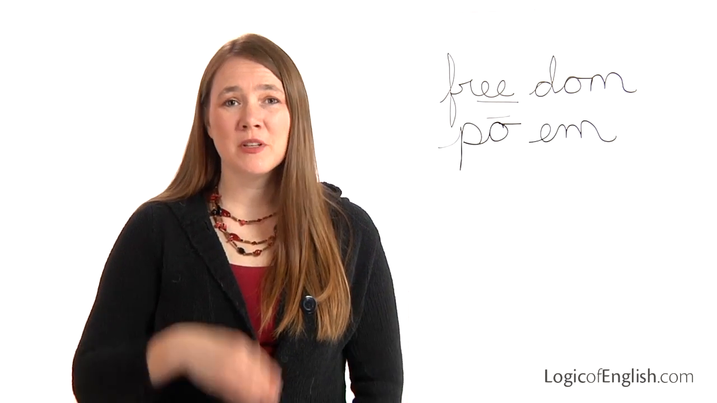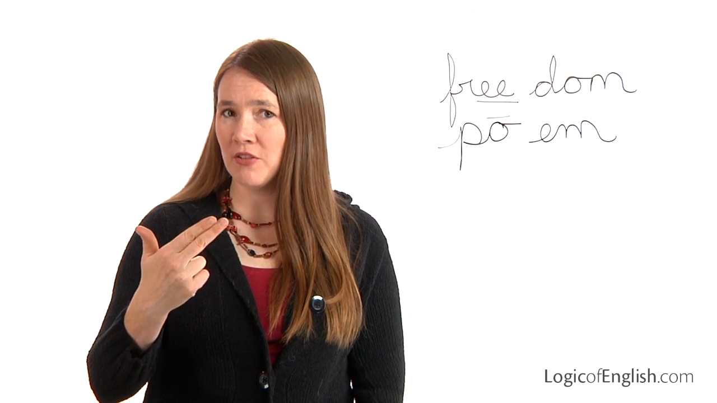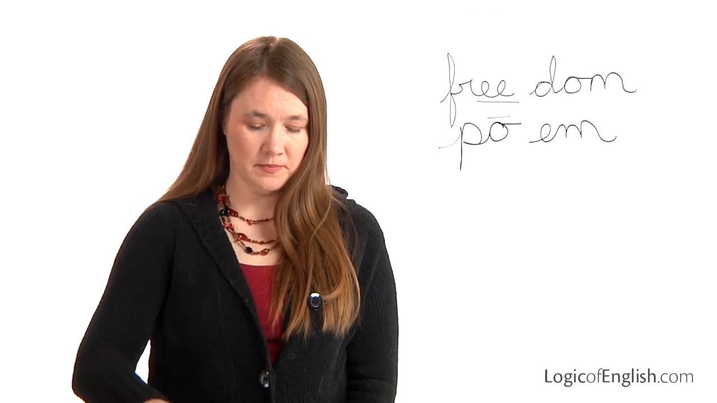The next word is sweltering. The sweltering heat led to the crops dying. How many syllables in sweltering? 3. The first syllable is swell, S-w-e-l. The second syllable is ter, T-er. This is the schwa of her. And the third syllable is ing, I-ng. Go ahead and write sweltering.